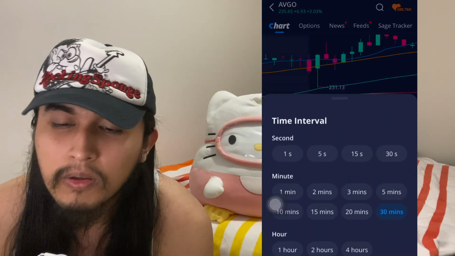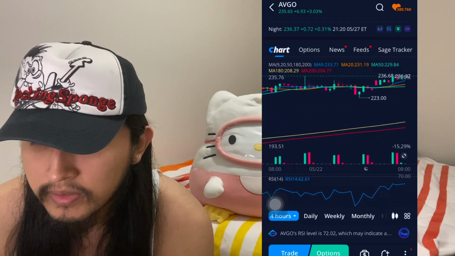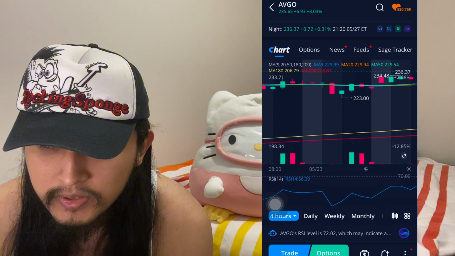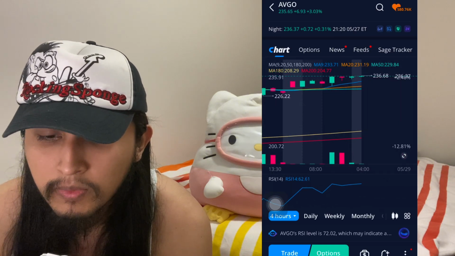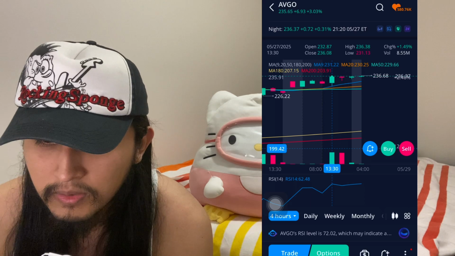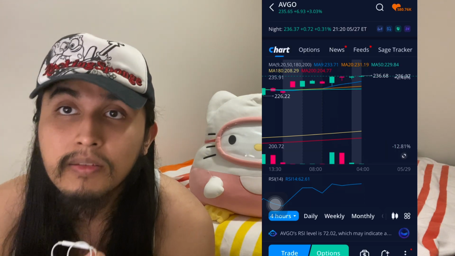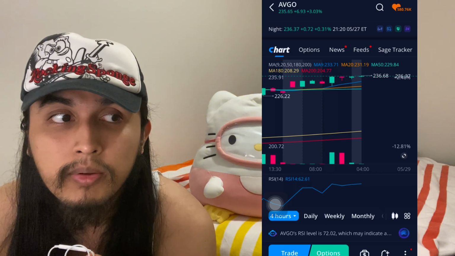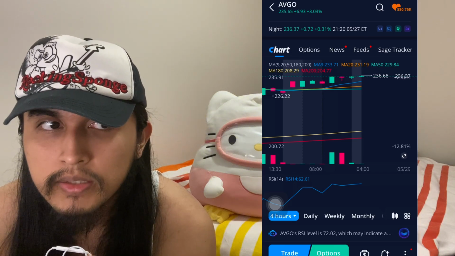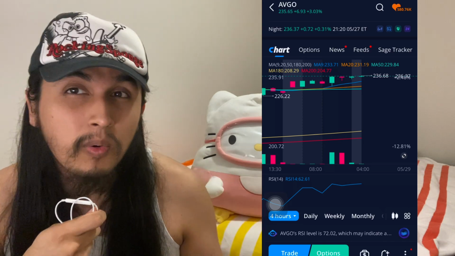Another way you could go about it is by analyzing the trend of that particular stock that you're trading. So for example, for today, when I saw that the AVGO moving averages look like this on the chart, that basically means it's probably going to continue the uptrend for pretty much the whole day.